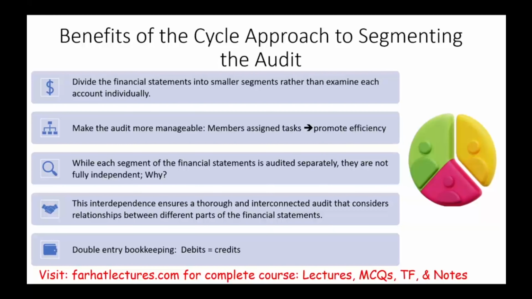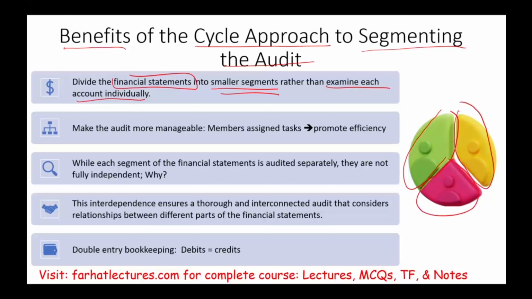Hello and welcome to this session in which we will discuss the benefits of the cycle approach to segmenting the audit. What does that mean? It means when we conduct an audit, we don't examine each account individually. What we do, we are going to divide the financial statements into smaller segments. So we're going to break the statements into different segments.